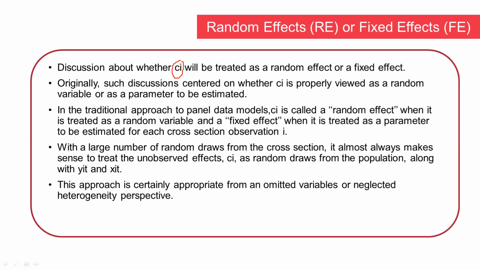And so then with a large number of random draws from the cross sections, it almost always makes sense to treat the unobserved effect, CI, as random draws from the population along with YIT and XIT. Our concern here is what? When we are moving to the fixed effect or random effect, whether this CI is related with other variables or not. Simply, CI is related to other variables or not, right?